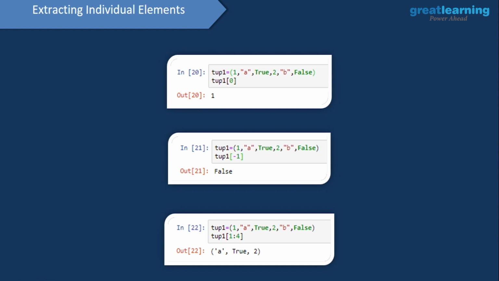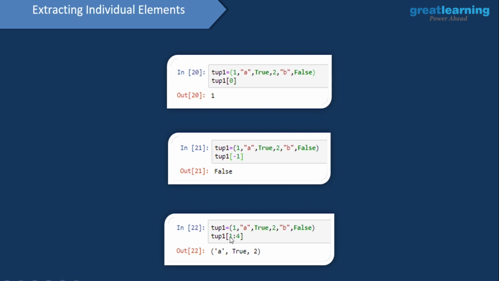Now, if I want to extract a continuous sequence of elements, so here if I want to extract A, true, and 2, which is a continuous sequence of elements, I'd have to give something like this. So inside the brackets, I'll give in 1:4. So this is the starting value of the index. This is the ending value of the index. Now here, when it comes to Python, you'd have to keep in mind that the ending value is exclusive. The starting value is inclusive.